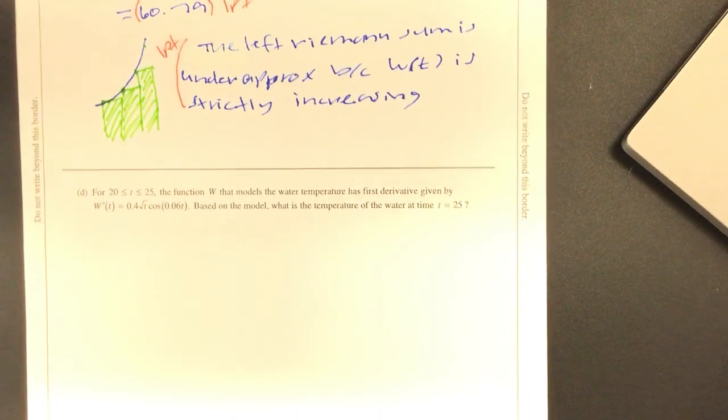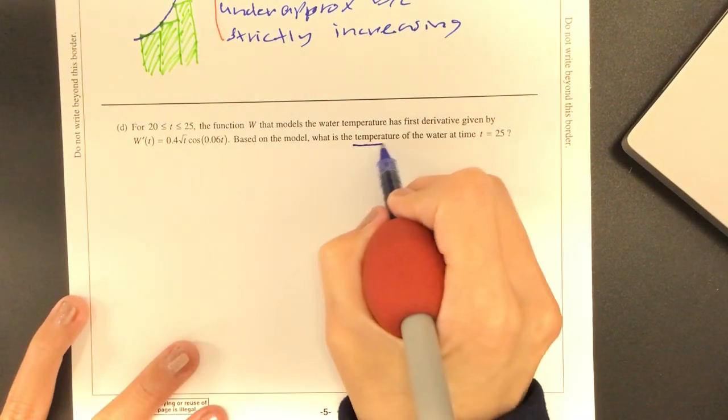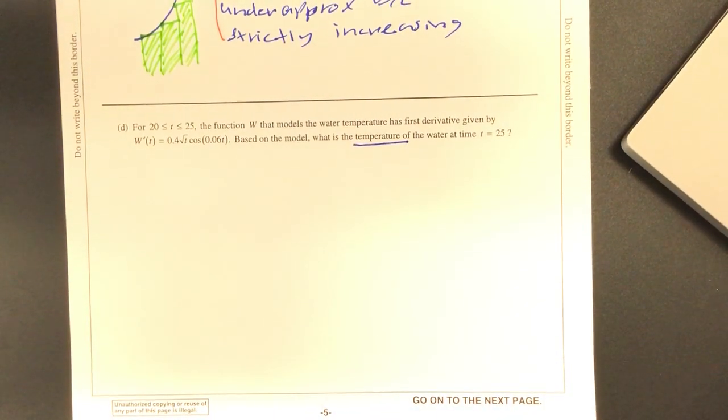Abby, let's read part D, please. For 20 ≤ t ≤ 25, the function W that models the water temperature has first derivative given by W prime of t equals 0.4 square root t cosine 0.06 t. Based on the model, what is the temperature of the water at time t equals 25? Okay, something that I have to mention, the temperature alone is not the rate.